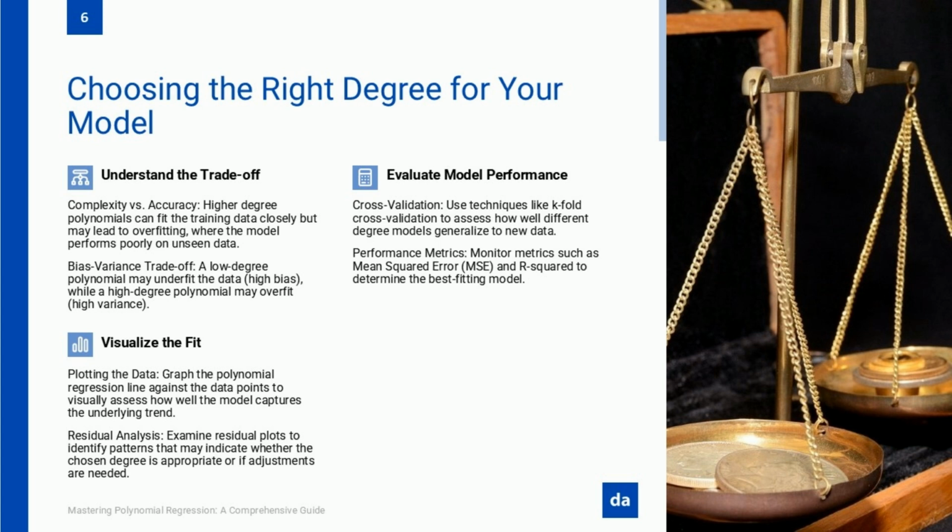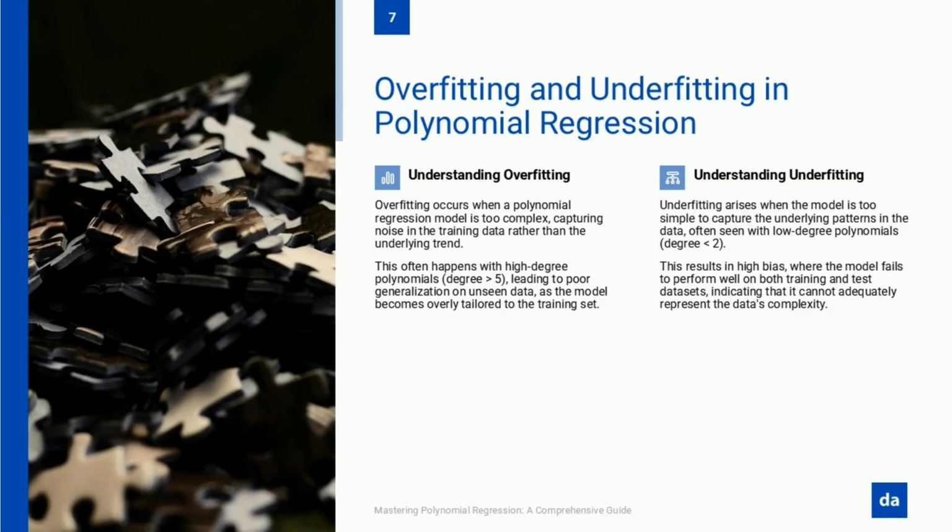Finding the right polynomial degree is a crucial step in ensuring that a model not only fits the current data well, but also performs reliably on new data. Overfitting and underfitting are two major challenges when working with polynomial regression, and understanding them is crucial for building an effective model. Both occur when the model's complexity is not properly balanced, leading to inaccurate predictions.